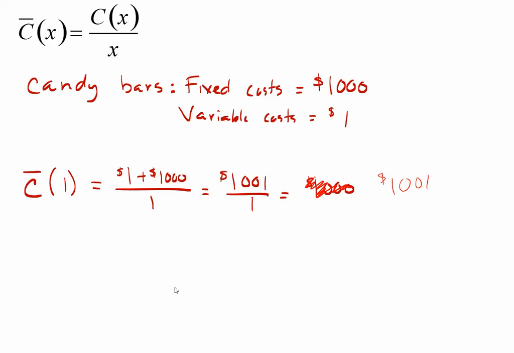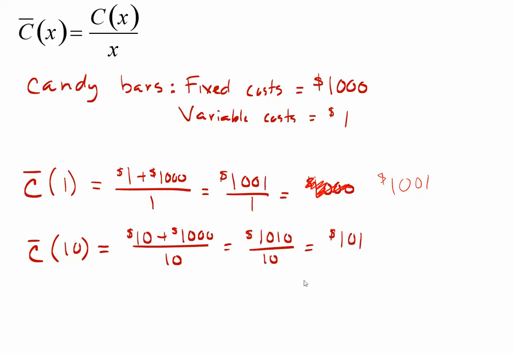Okay, but let's look at average cost. How about if I can produce 10? Just 10. Give me 10. So it's going to be $10 plus 1,000, which is my fixed cost. But now I get to divide by 10. So is anybody willing to pay $101 per candy bar? Still no. So then I've got this problem.